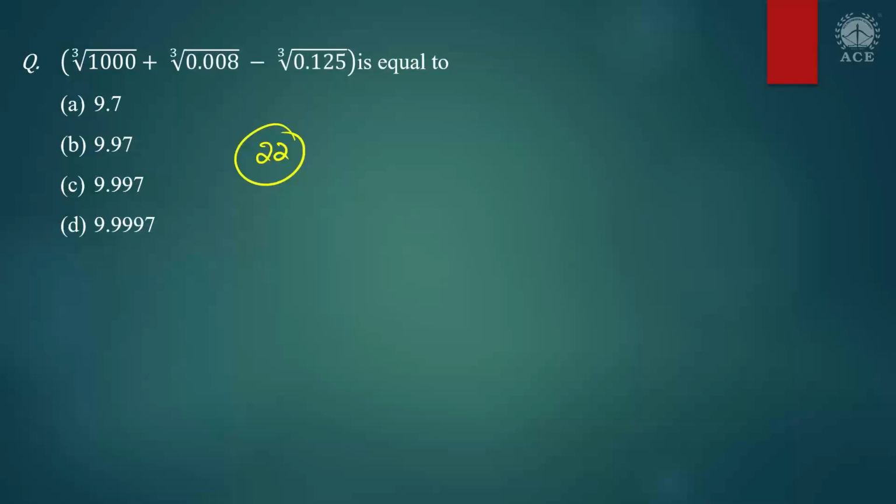Sir, it's option A. Okay. Yeah, we got 10, then 0.2 minus 0.5. Right, so it's 9.2 minus 0.5. You got 9.7. Option A is correct, my dear friend. Super. 9.7 we have to get. Excellent.